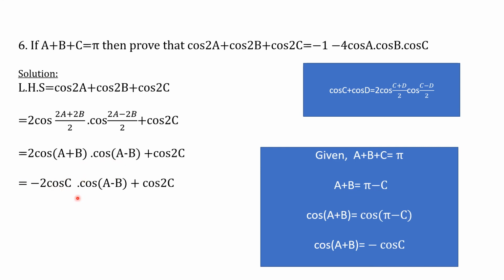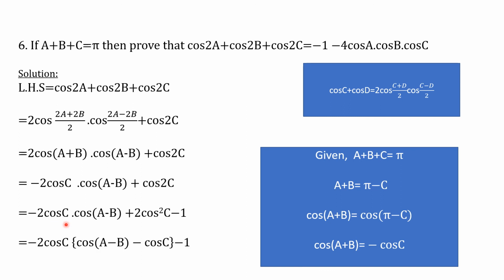Now this cos (a minus b) copied, cos 2c is copied as it is. In next line, we'll open the formula for cos 2c in terms of cos, because here is cos. So cos 2c is 2 cos square c minus 1. Now here is 2 cos square c, and here is also 2 cos c. So we can take common. So we have taken minus 2 cos c common, and in bracket we have cos (a minus b) minus cos c, and this minus 1 as it is from above. Is this clear? Okay, now let's go to next page.